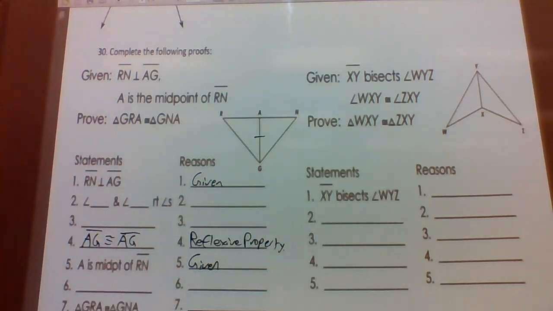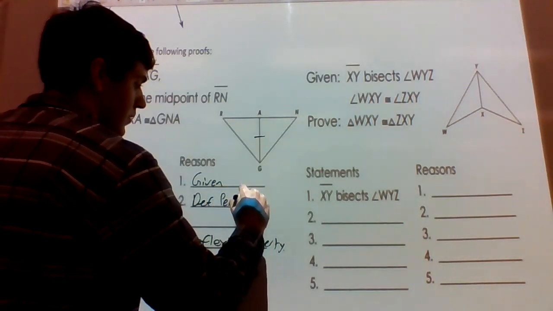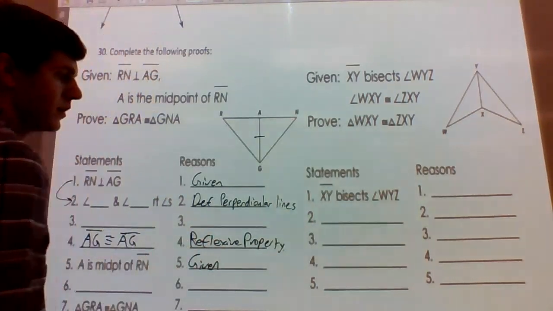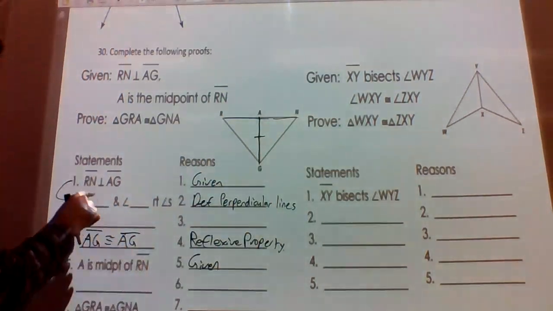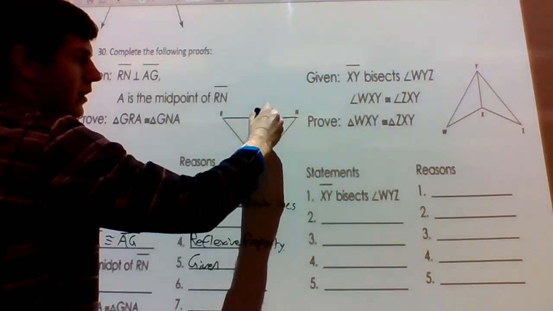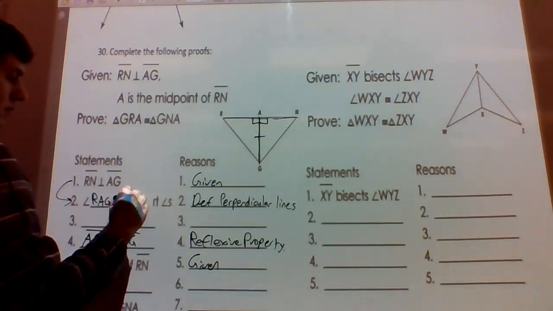We wrote our givens. We look for shared sides, vertical angles. Okay, we now have one corresponding part that is congruent. Now we want to use our givens. So let's use our first given here, which is that we have perpendicular segments RN and AG. Well, the definition of perpendicular lines says that where they intersect, they form right angles. So where does RN intersect AG? RN intersects AG right here. So we know we have right angles. So angle RAG and angle NAG are right angles.